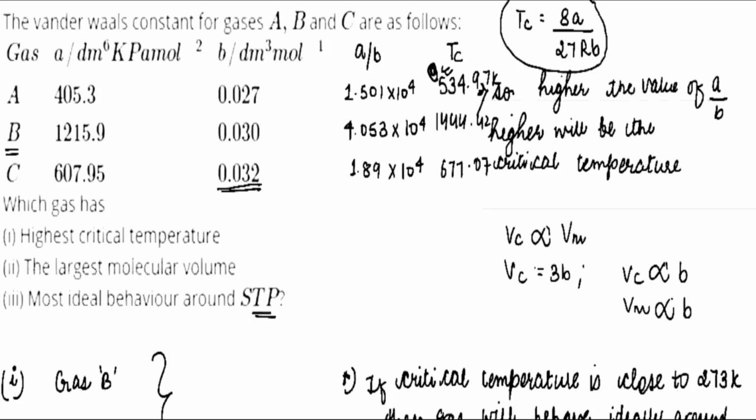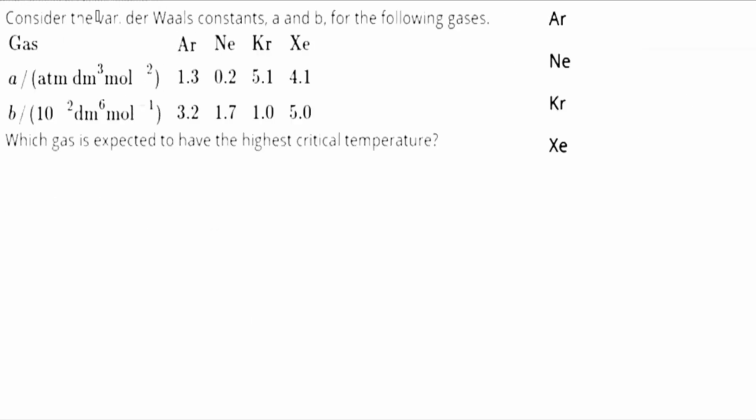Okay, thank you. Hello guys, in this question it says to consider the van der Waals constants A and B for the following gases: argon, neon, krypton and xenon. For argon A is 1.3, for neon A is 0.2, for krypton A is 5.1, for xenon A is 4.1. And for argon B has the value 3.2, neon has the B value 1.7, 1.0, 5.0, and it is asking which gas is expected to have the higher critical temperature. We have these options here.